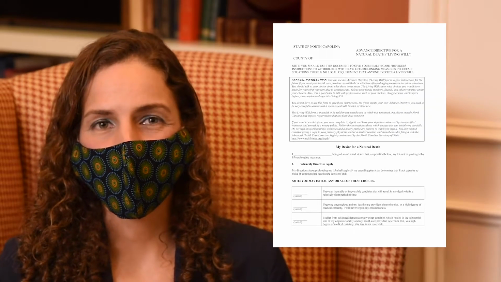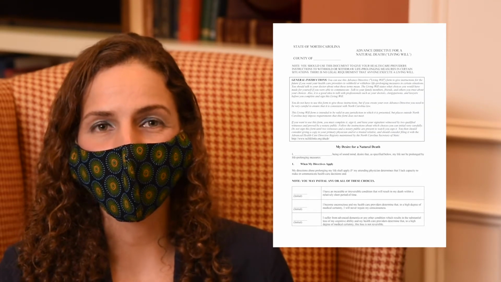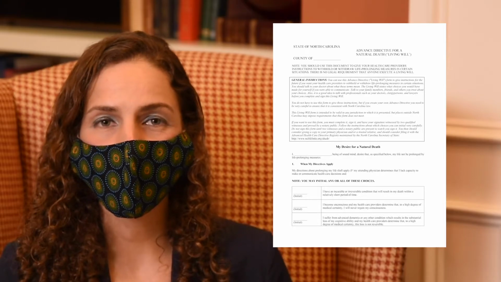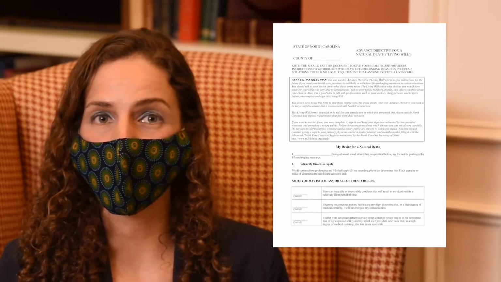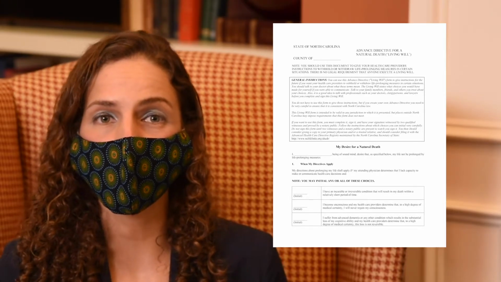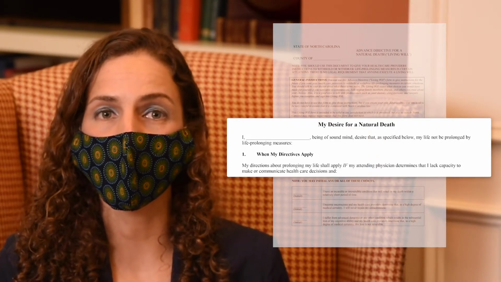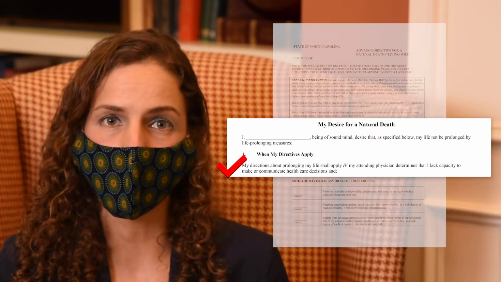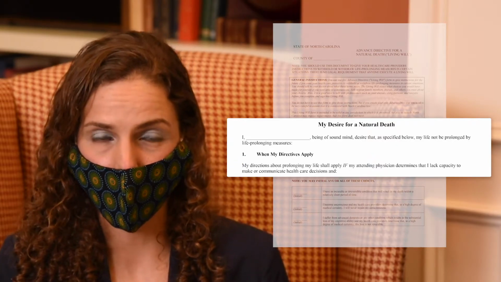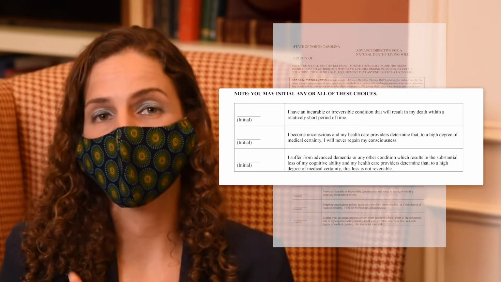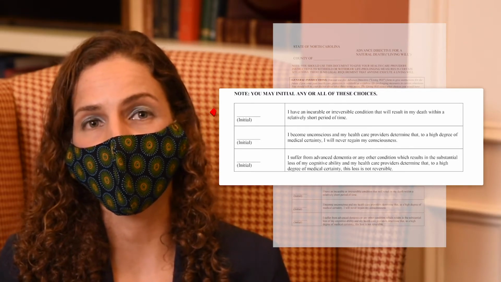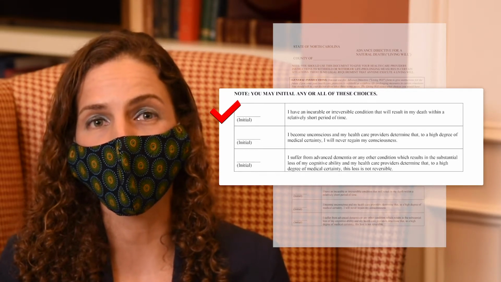The Advance Directive for Natural Death, also known as Living Will, allows you to designate or inform your healthcare providers under which circumstances you direct the withdrawal or withholding of life-prolonging measures. Section 1 of the document allows you to choose under which circumstances the living will apply. Medical circumstance number 1 is in the case of an incurable or terminal illness.